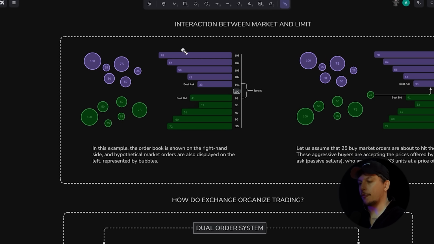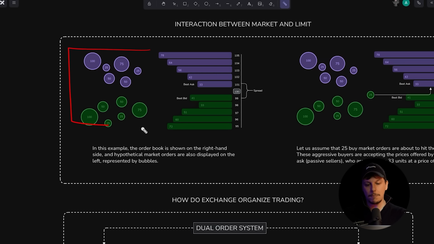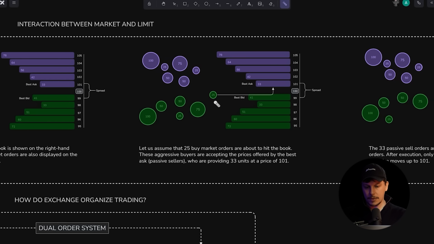We have two types of forces in the market: the aggressive participants and the passive participants. In this example, you can see on the right side the order book and on the left side the market orders. Now let's assume that a market order of 25 contracts is about to hit the book. These aggressive buyers are accepting the prices at the best ask, the so-called passive sellers, the passive forces that we saw before, that are providing 33 units at a price level of 101.